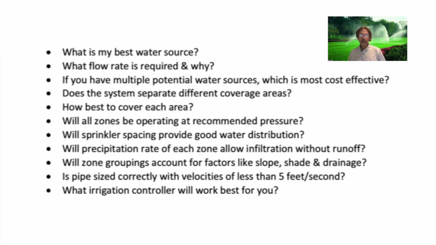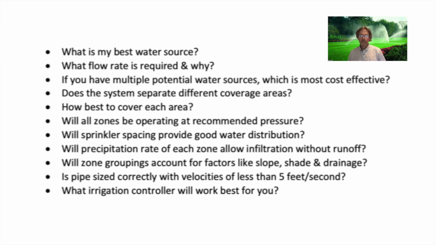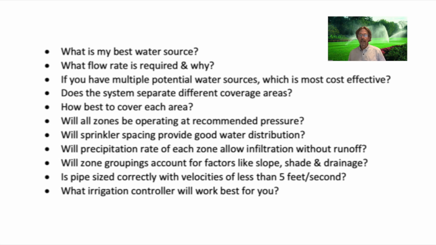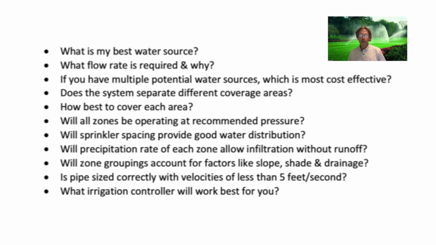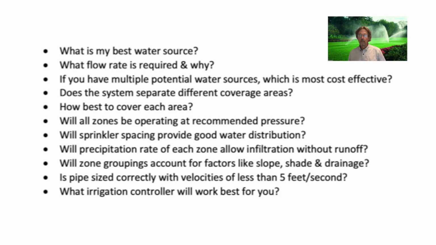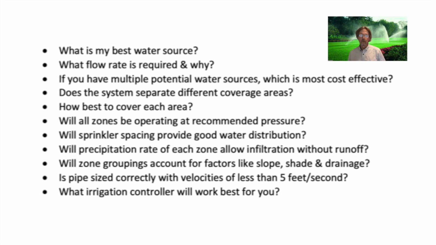Will sprinkler spacing provide good water distribution? This simply means acceptable distribution of water across the entire irrigated area. In general, this happens when there is head-to-head coverage with rotor or spray zones, and emitter and row spacing based on actual soil conditions for drip zones.